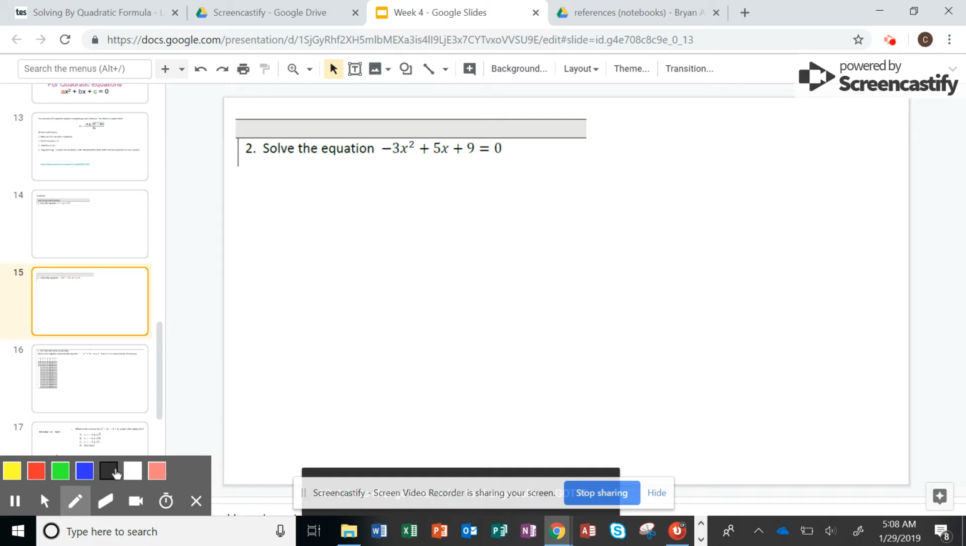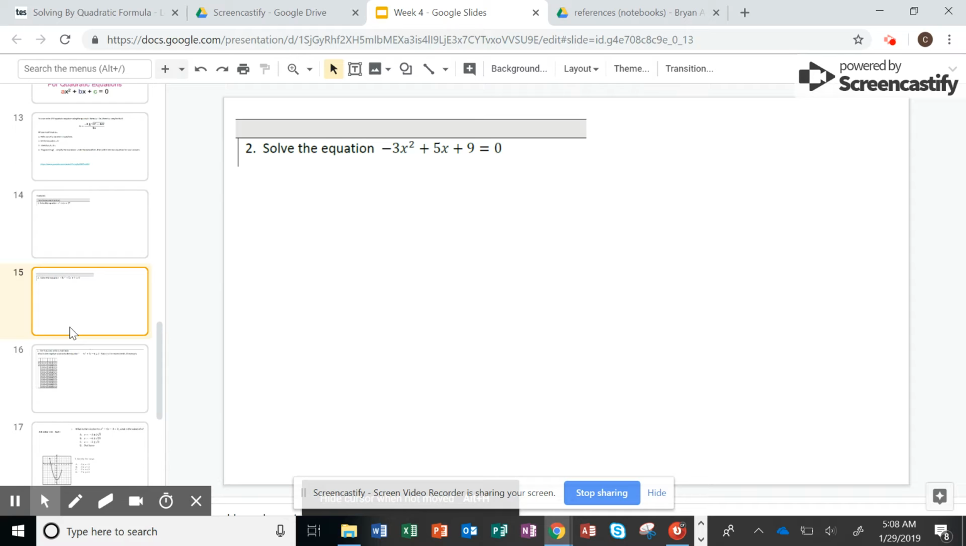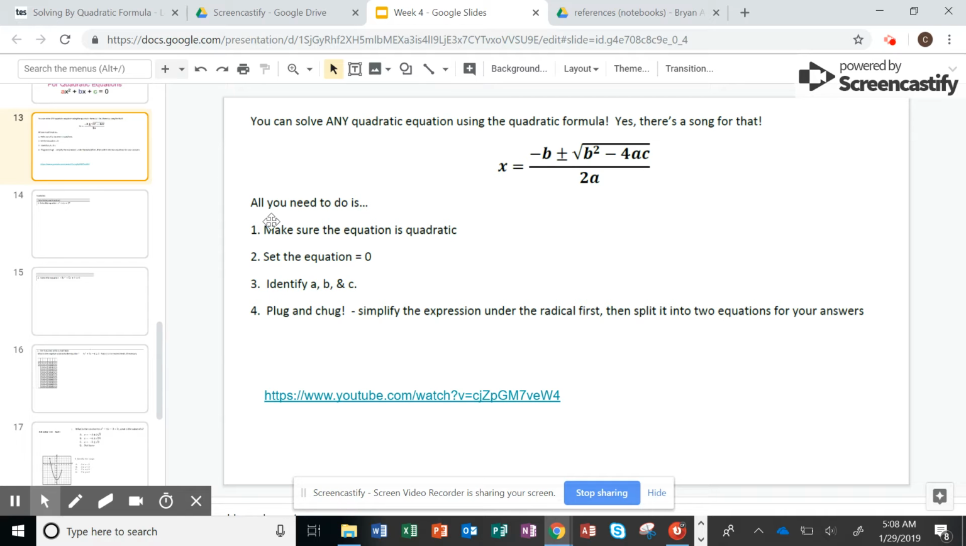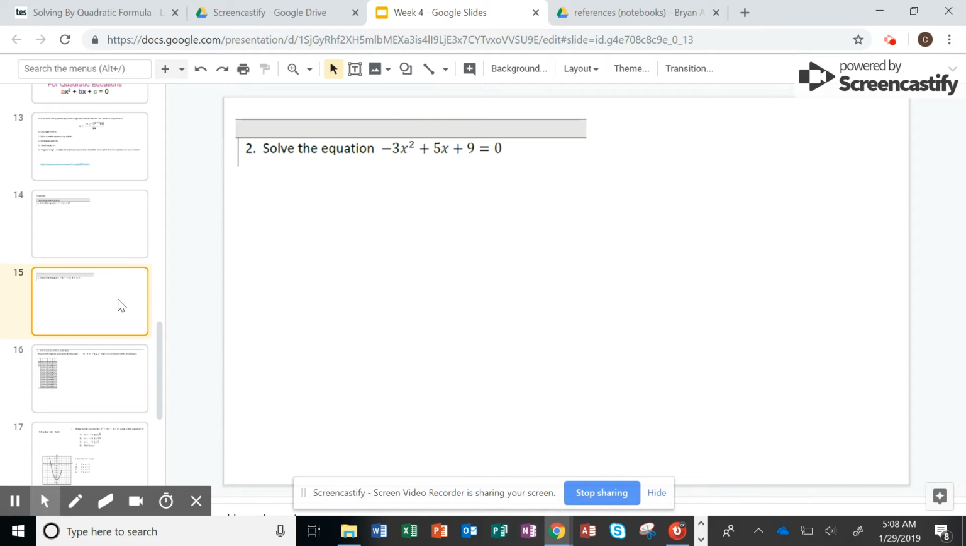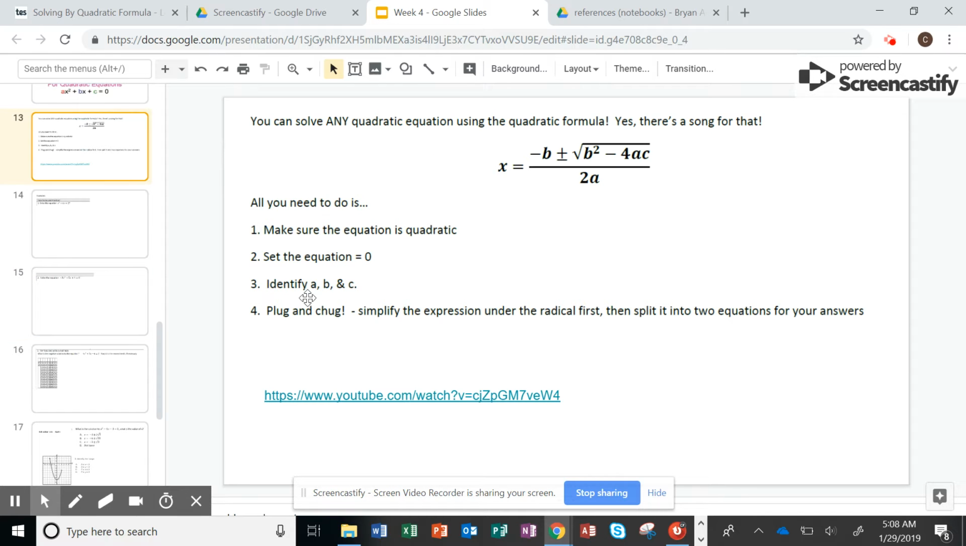All right, so now let's look at example 2. From this here, we have solved the equation negative 3x squared plus 5x plus 9 is equal to 0. So let's check our steps. It is a quadratic because our highest exponent is a 2. Our equation is also set equal to 0, which is great. So that means that step number 3 is now to identify the a, b, and or c values.